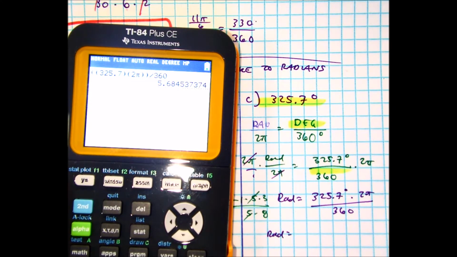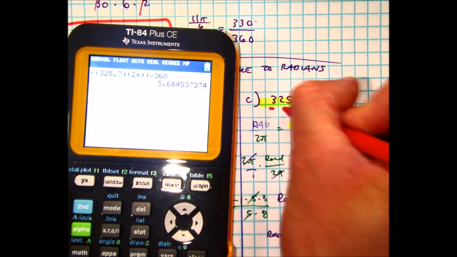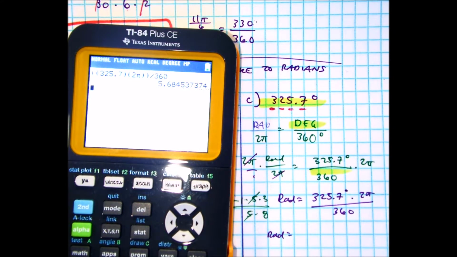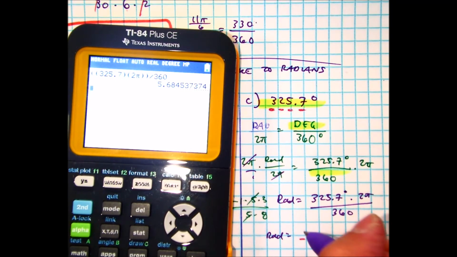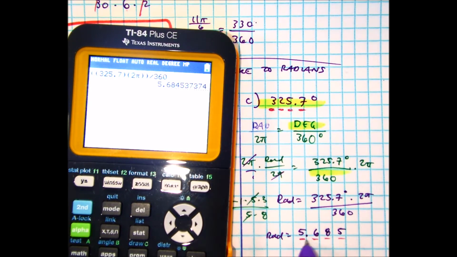Now, if you count on your calculator, or on our problem, count with me, ready, set, go. 1, 2, 3, 4. I have 4 significant digits, which means I'm going to need 4 significant digits in my answer. What am I going to write? 5.685. 325.7 degrees is equal to 5.658 radians.